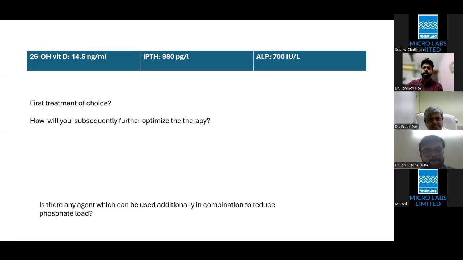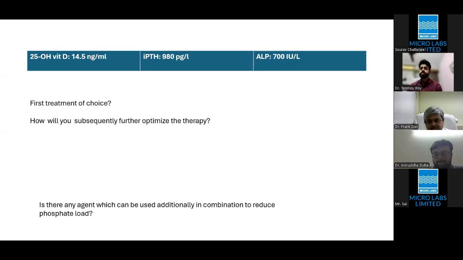25 hydroxy vitamin D is 14.5 nanogram per ml. iPTH is 980 picogram per liter. Alkaline phosphatase is 700 international unit per liter. First treatment of choice. So we'll have to.